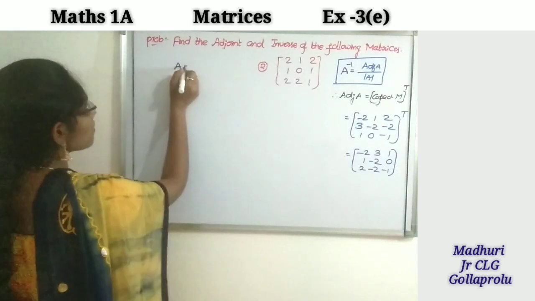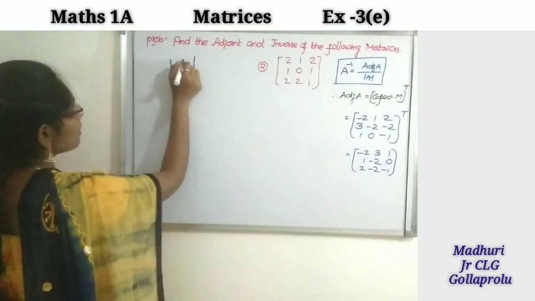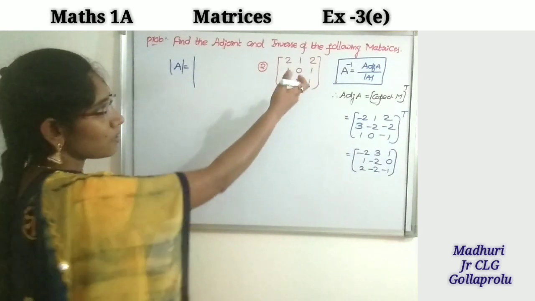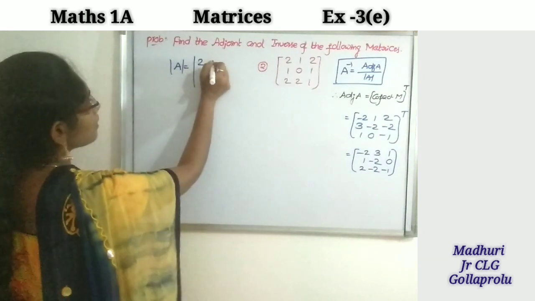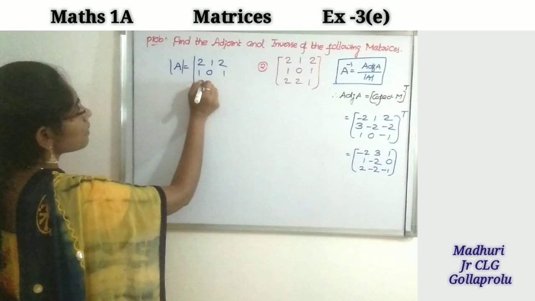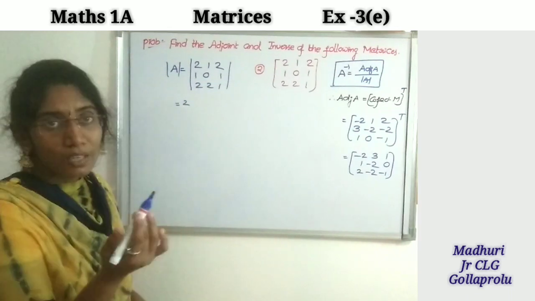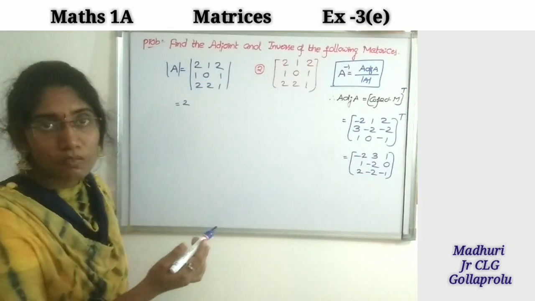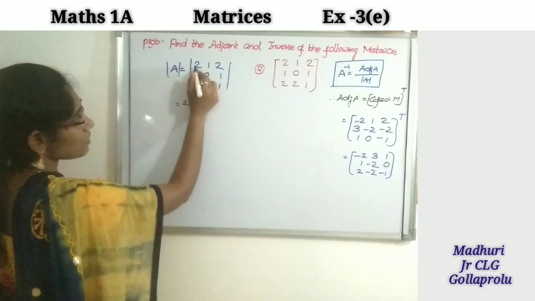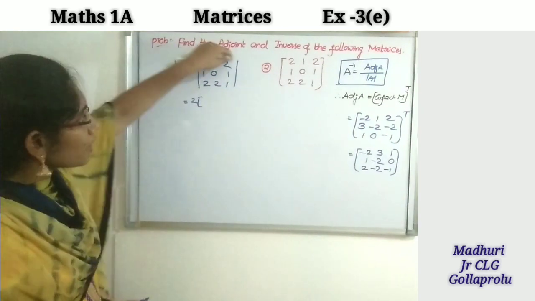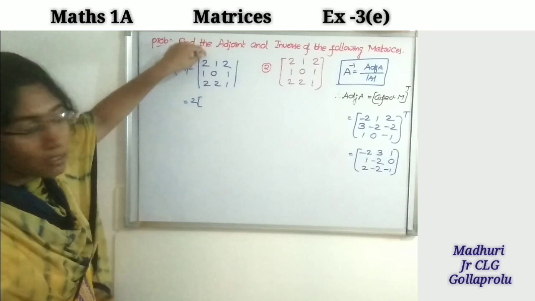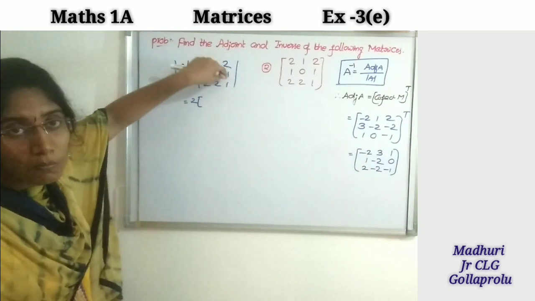Given that A is equal to the given matrix. What is det A? Det of 2, 1, 2, 1, 0, 1, 2, 2, 1. How to take the det value? Already I explained in the last class how to find the det value. So first taking the first element 2. Now leave the row and column in which the first element is present. Now take the determinant of the remaining 4 elements.